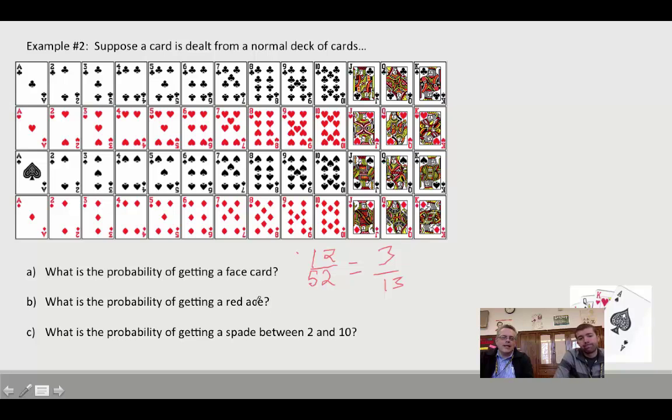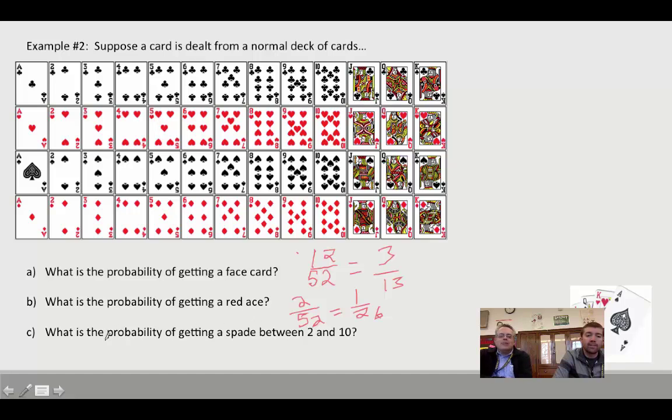Probability of getting a red ace. How many red aces are there? There are 2. There's the diamonds and the hearts. So 2 out of 52, or 1/26. So 1/26 of the time you would expect to get a red ace.